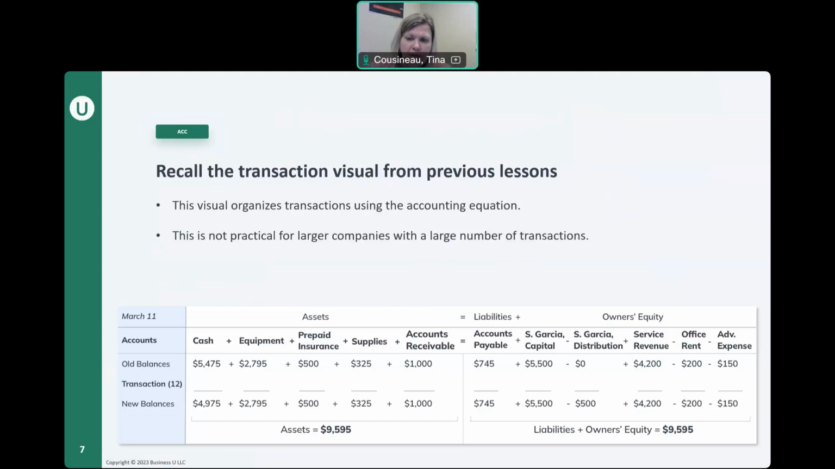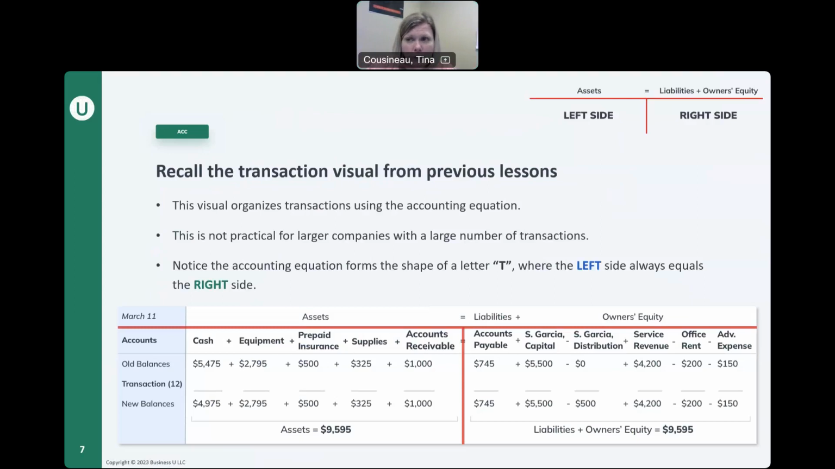This right now just gives us an idea of how all those accounts that were impacted by the transactions fit into the accounting equation. Now, what you will notice is that the assets equal liabilities and owner's equity, it forms a T right at that equal sign. So we have assets on the left and liabilities and owner's equity on the right.